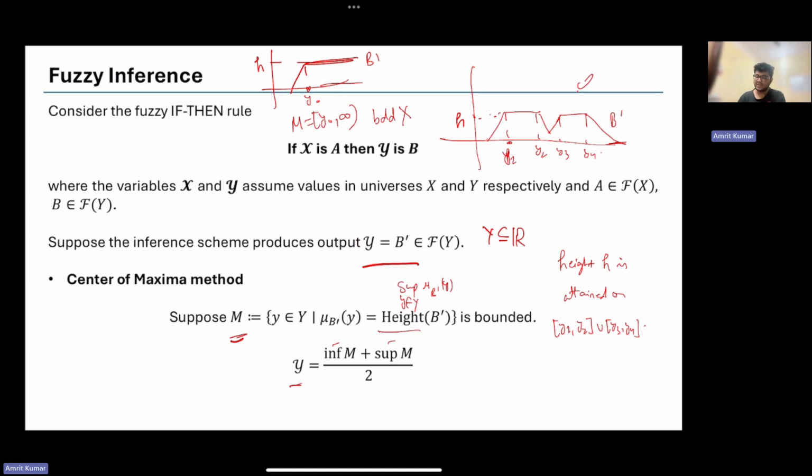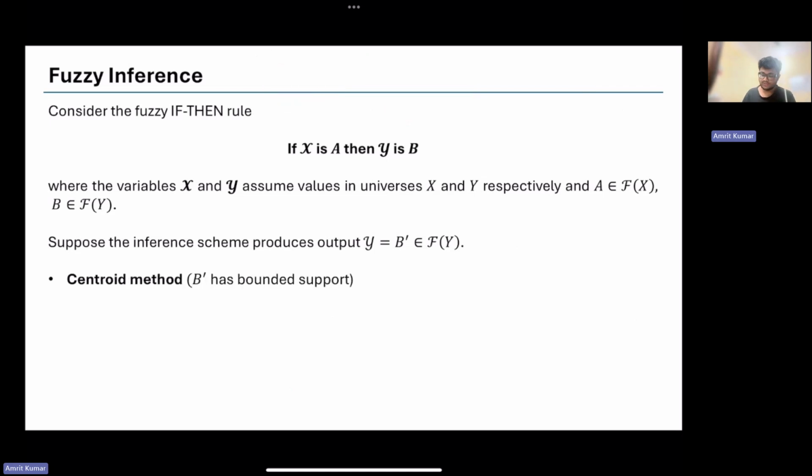So in this particular case, the infimum, it's pretty clear, is Y1, and the supremum is Y4. Their arithmetic mean will lie somewhere here or here, and that will be the defuzzified value. So the center of maxima defuzzification method is pretty straightforward.